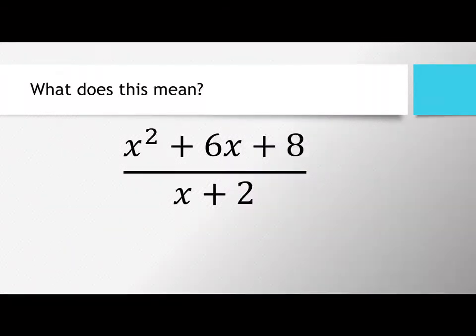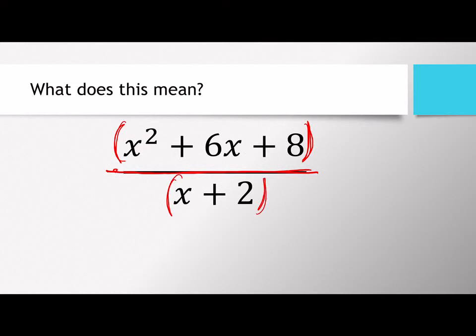Now we have the quantity x squared plus 6x plus 8 divided by the quantity x plus 2. The quantity on top is all-encompassing. That's why I say that's just one thing, because the division bar goes through the whole thing, which implies that these are parentheses.